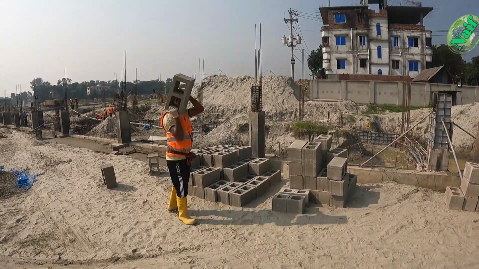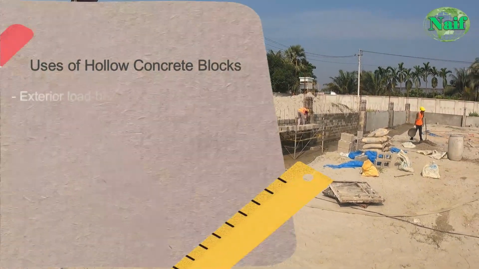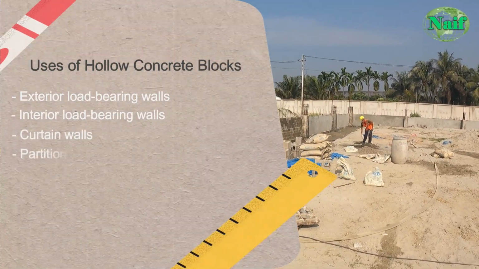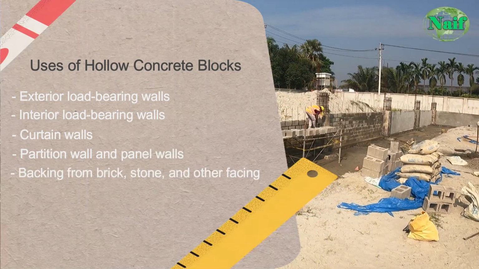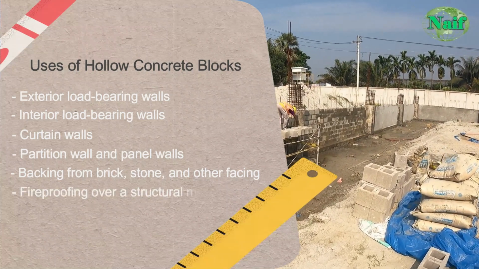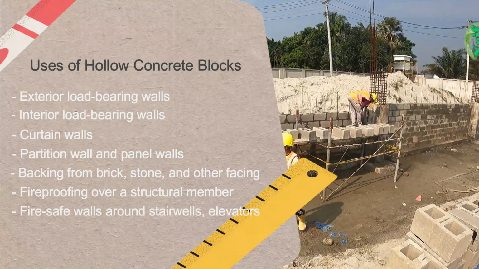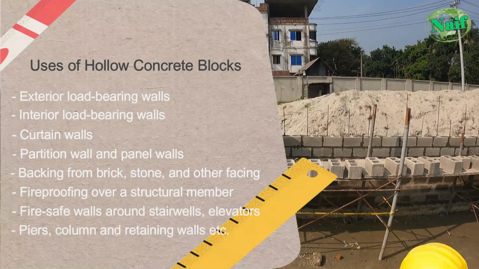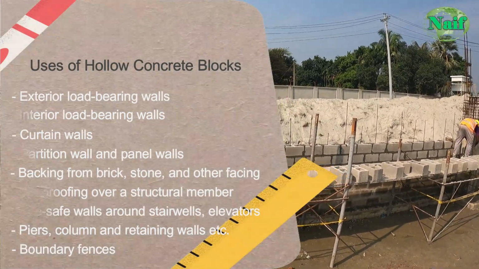Hollow concrete blocks are used in all types of masonry construction, such as exterior load-bearing walls, interior load-bearing walls, curtain walls, partition walls and panel walls, backing from brick, stone, and other facing, fireproofing over a structural member, fire-safe walls around stairwells, elevators, piers, columns and retaining walls, etc. Boundary fences.